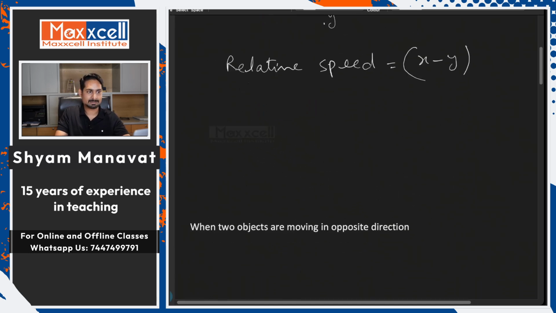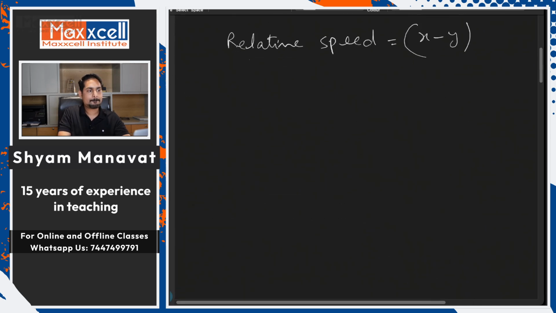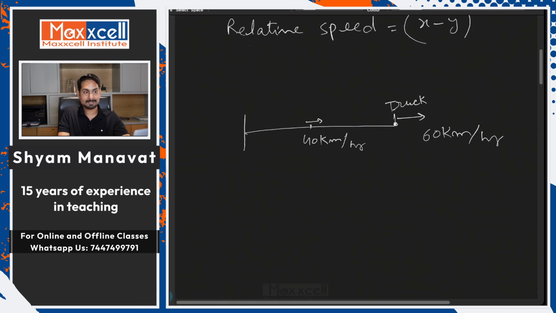Suppose, let's take one example with numbers. I hope you will be able to understand better with numbers. Let's say the vehicle next to you is a truck. This truck's speed is 60 kilometers per hour, and your speed is 40 kilometers per hour, right? So relative speed is 60 minus 40. What is the difference? 20 kilometers per hour.